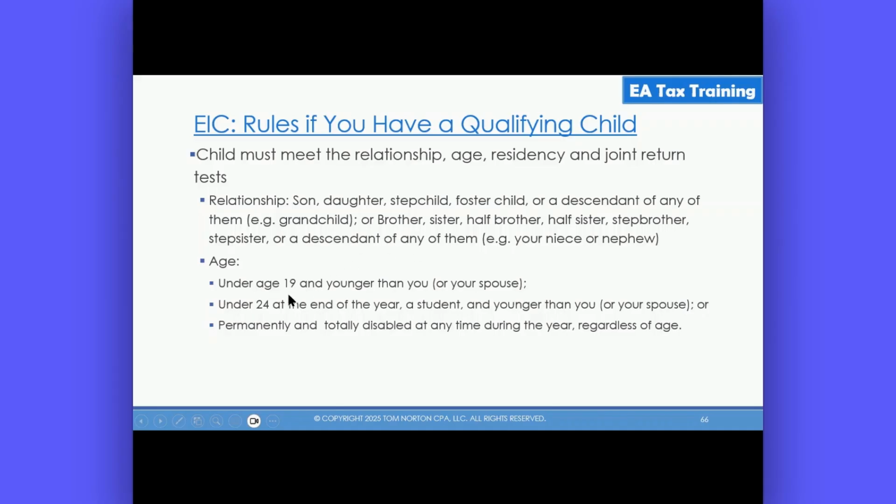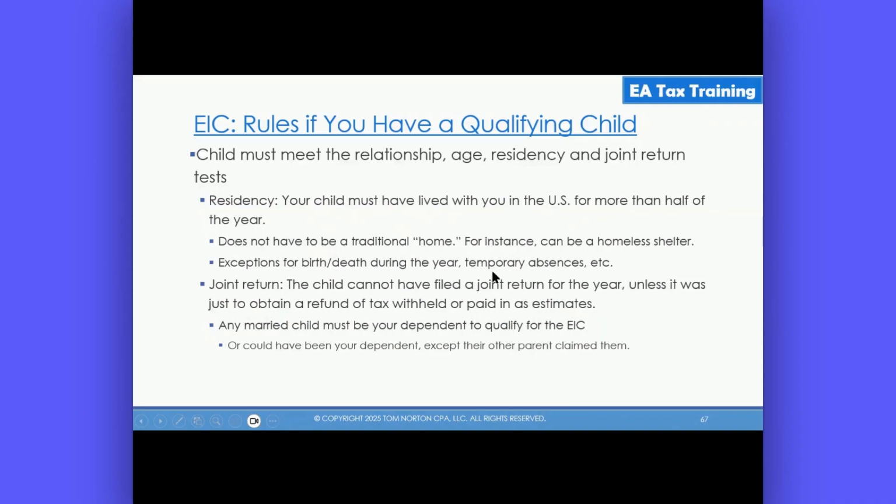They have to be under age 19 and younger than you, or they have to be under age 24 at the end of the year and a full-time student and younger than you, or they have to be permanently and totally disabled regardless of what their age is.